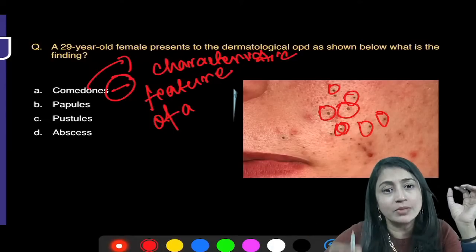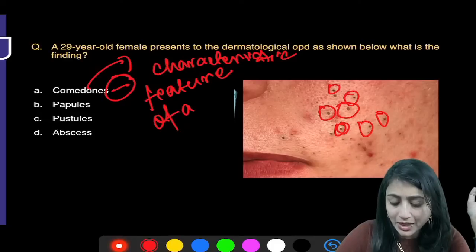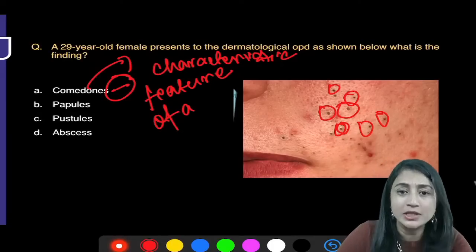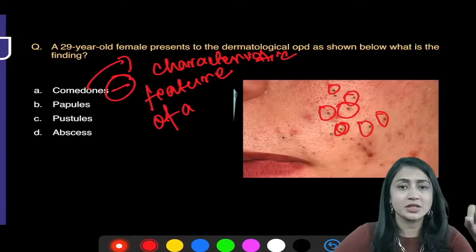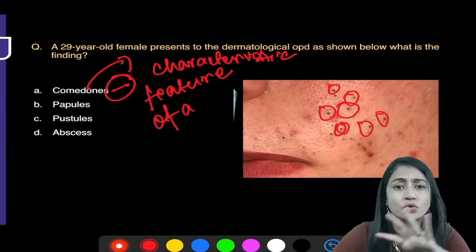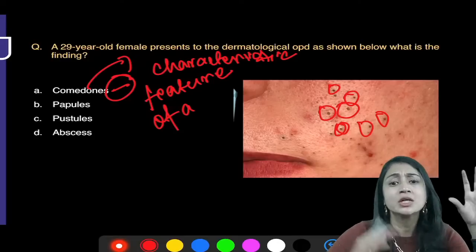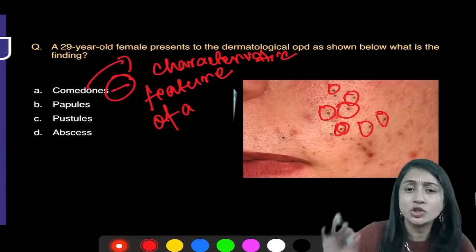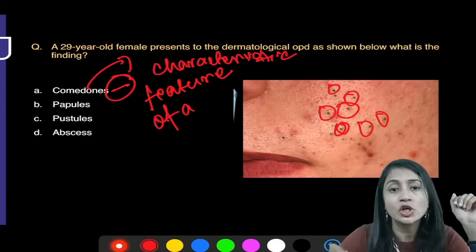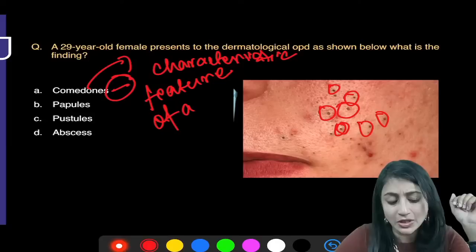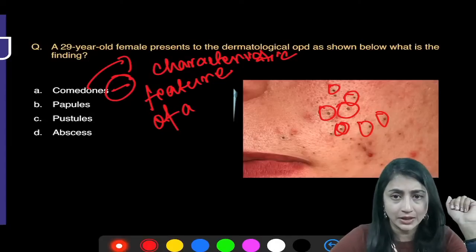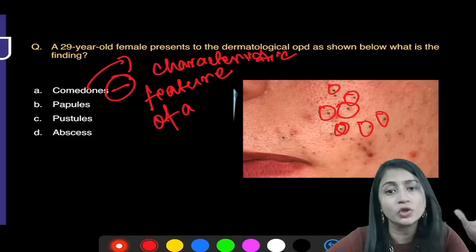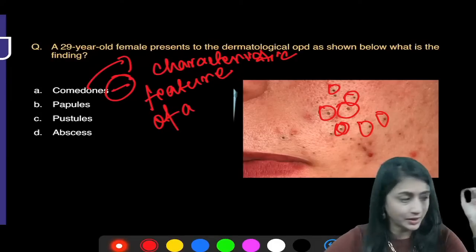Now in this image there is a slight confusion because I can also see some papules and pustules. But what is my predominant lesion here? That is the comedones. You see multiple comedones, so don't get confused, whatever the options. Even if the image had some papules and pustules, you would mark comedones as the answer because that is the most characteristic finding here. They would also have given you a 29-year-old female, an age where you can get acne.